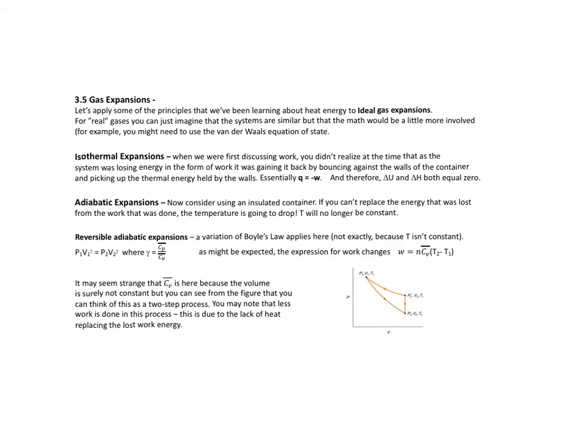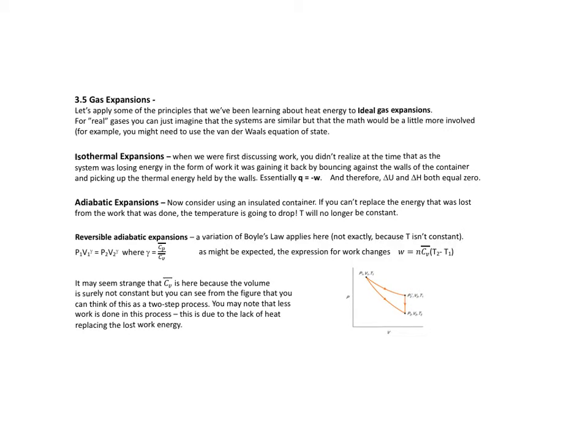When I mention isothermal expansions, those are the first ones I mentioned in Chapter 3. When we were first discussing them, I didn't mention at the time that as the system's losing energy in the form of work, it gains it back by getting it from the walls of the container and picking up thermal energy. So essentially Q is equal to the negative W. So if a system is doing work on the surroundings and W is negative, then the heat input is positive. Since those balance, both delta U and delta H are equal to 0 because you're ending up with an ideal gas with the same temperature.